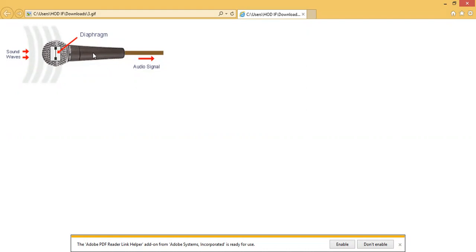microphone, battery is also required. So battery is placed over here. That's why the shape or the size of this microphone is like this, because of that battery also. Some electronic circuit is also there inside this microphone. Hence, the shape of the microphone is like that.